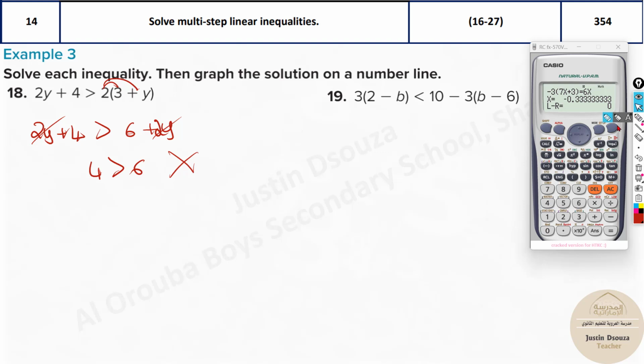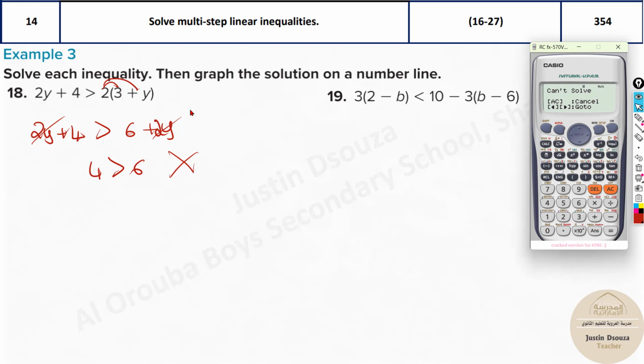Now, let's try this in the calculator. Let's type this: 2y plus 4 equals 2 times 3 plus y, that is alpha x, close the bracket, shift and solve. Here the answer, you will not get any answer. You might get a math error, or over here it shows can't solve. I'm not sure what you might get.